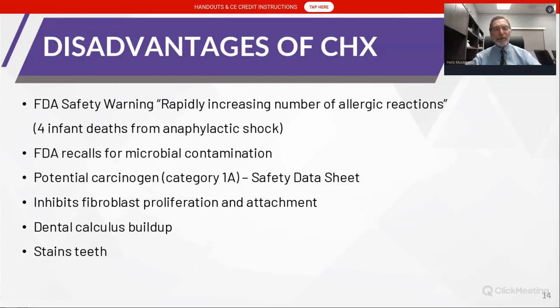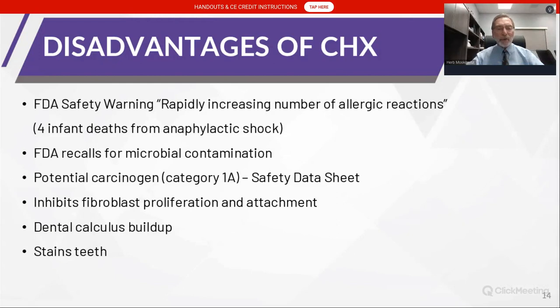Chlorhexidine gluconate, if you look at the safety data sheet that accompanies every bottle of chlorhexidine gluconate oral rinse, the FDA requires that on that safety data sheet it indicates that it is a potential carcinogen, and it is a category 1A potential carcinogen, meaning that the data that points to its carcinogenicity came from human data, not just from some obscure laboratory study.